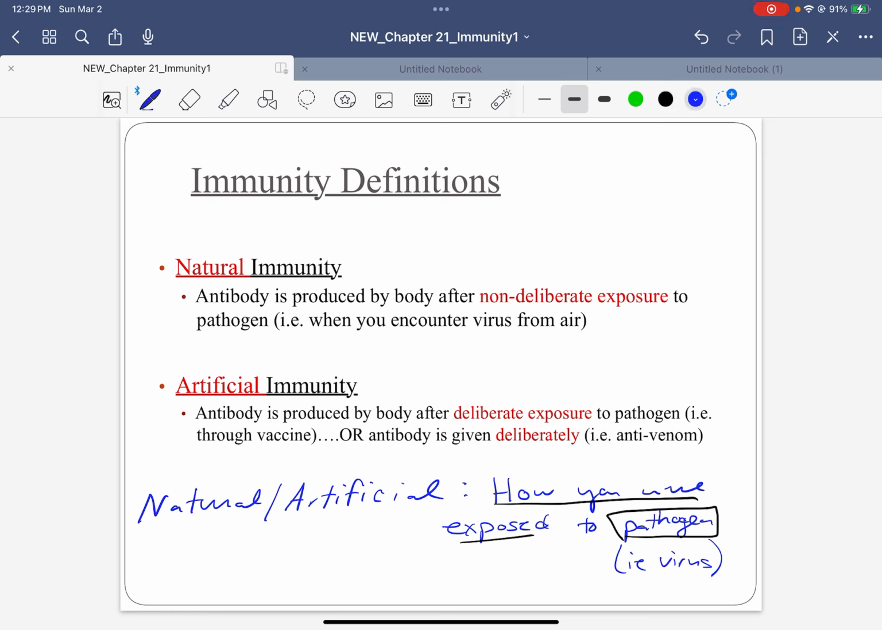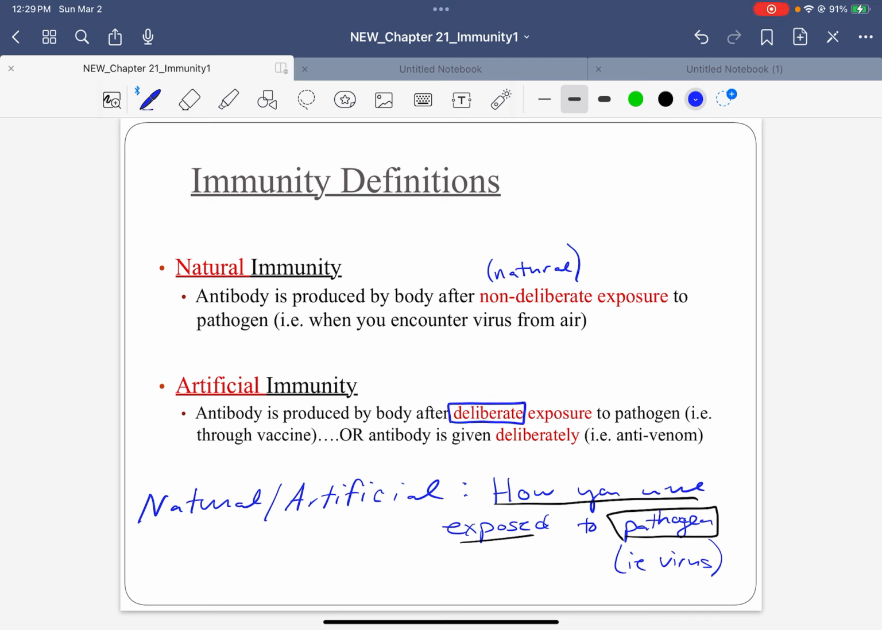Antibody. Here, it's how you were exposed to the pathogen. In a natural exposure, it's natural or non-deliberate. A natural exposure means you got it from the air, or I touched that doorknob. That's a natural exposure. I was exposed to the virus naturally. I touched the doorknob without knowing it. I got it from the air. An artificial exposure is a deliberate exposure.